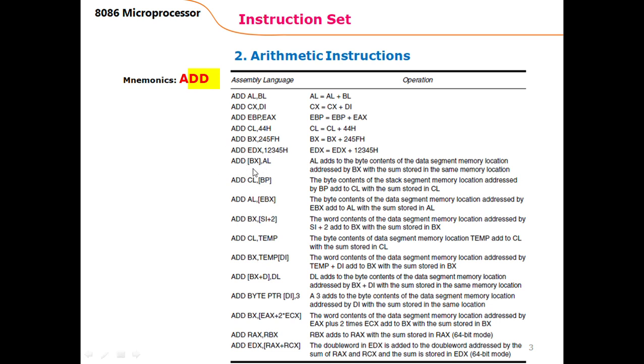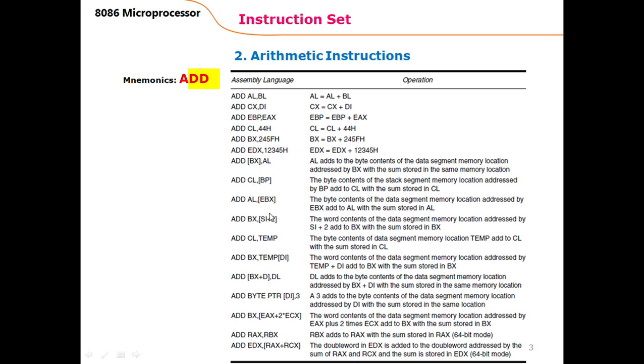Here the memory addressing mode is used, where the 8-bit content of the DL register is added with the 8-bit data in the data segment memory location addressed by the offset address in the BX register. And similarly here, 1 byte of content from the stack segment is used, where the register is base pointer, so the default segment with the base pointer register is the stack segment. So the byte content of the stack segment addressed by the offset address in the BP register is added with the 8-bit content in the CL, and the result is stored into the CL.